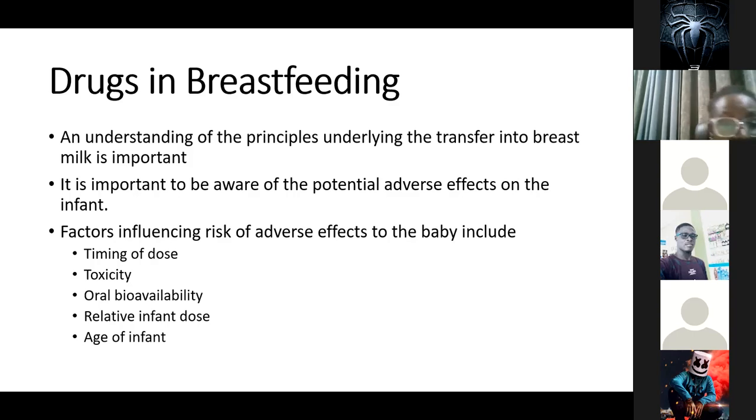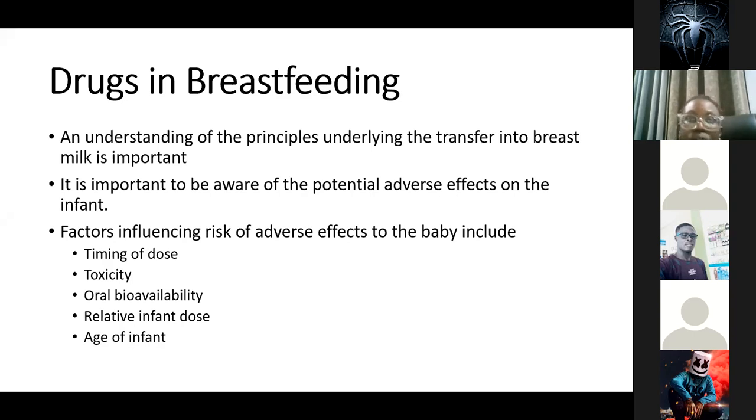So the factors influencing the risk of adverse effects to the baby include the timing of the dose. So if the mother is breastfeeding, you can advise her that she should breastfeed the child before she takes the medication. At least that will decrease the amount of medication that goes to the baby, because by the time the medication is metabolized, if the baby is, let's say, fed every 2 hours, you feed the baby and then you take the medication. By 2 hours' time or 3 hours' time, you breastfeed the baby. Some of the drug would have been out of the system by that time.